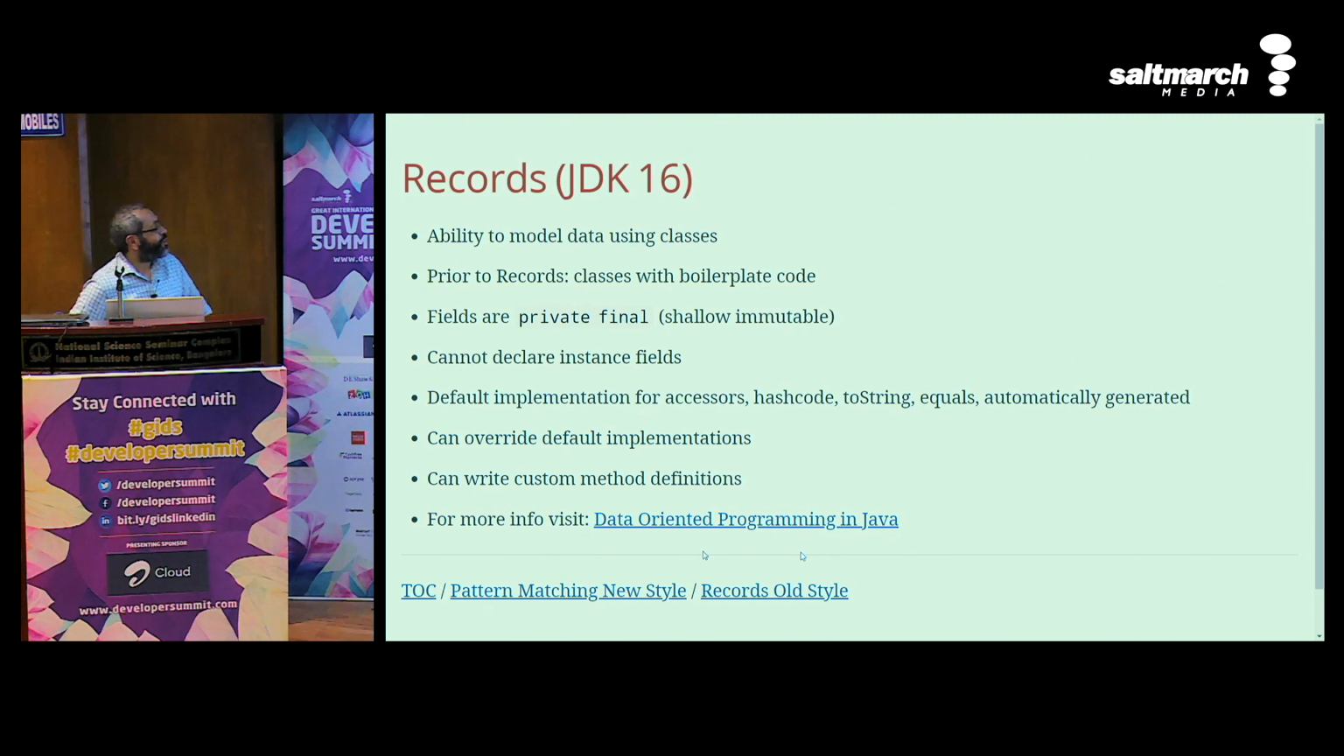The next one is records. They were introduced as GA in JDK 16, and it's Java's way to allow you to essentially model data classes in Java. I think many folks end up using a popular open source framework called Lombok, just because it reduces the boilerplate code and everything.